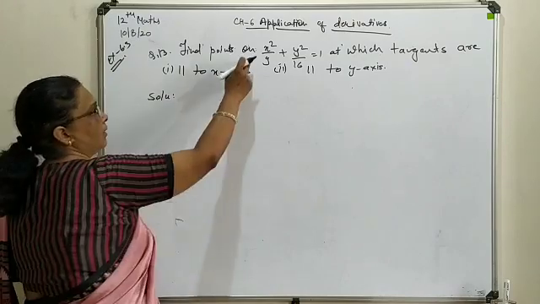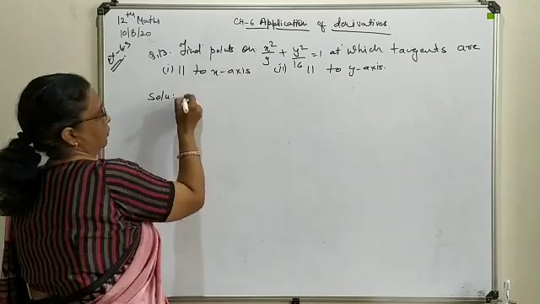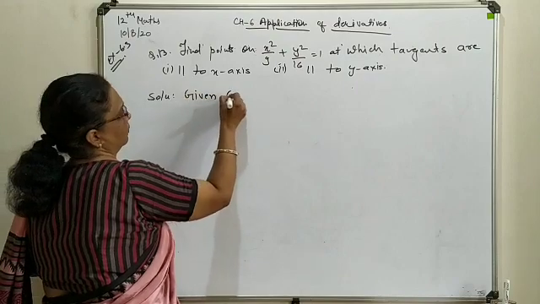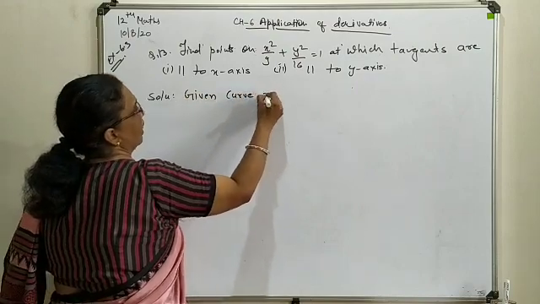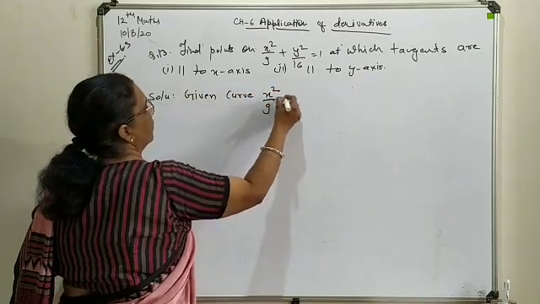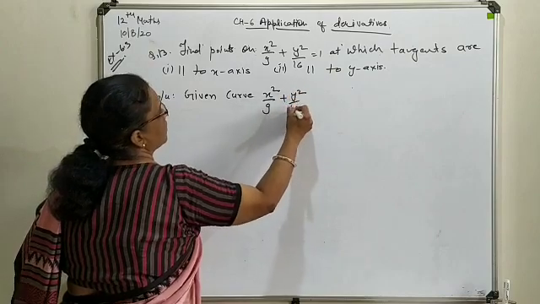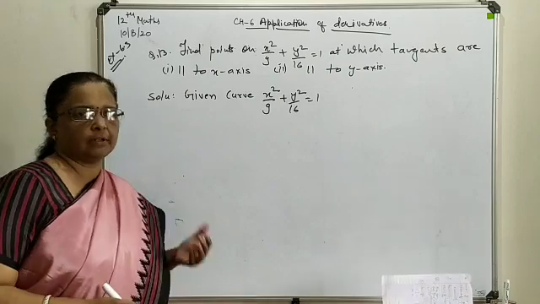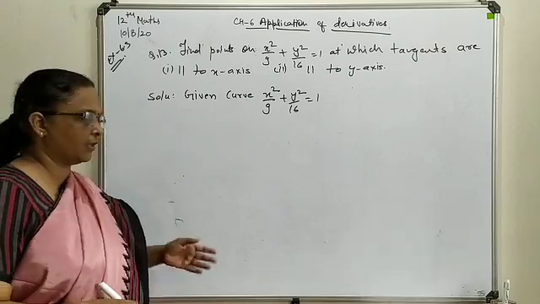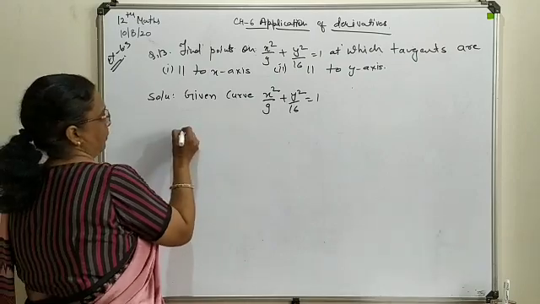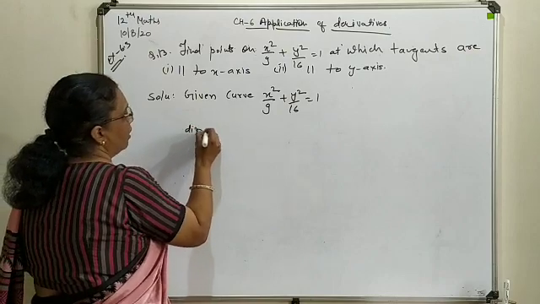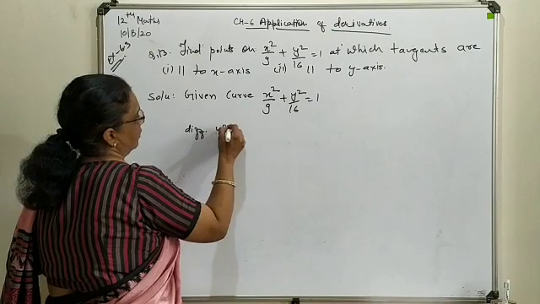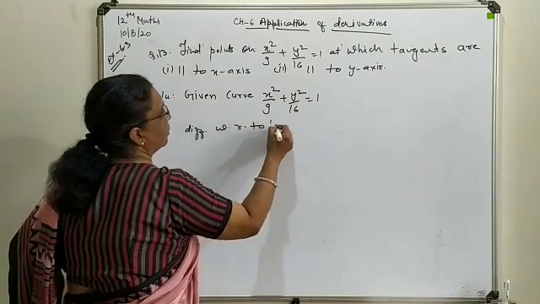So let's start with the derivation of the given curve. The given curve is x square upon 9 plus y square upon 16 is equal to 1. It is written in a mixed form, so as such it will be carried for differentiation. So let us differentiate for finding the slope of this given curve. Differentiate with respect to x.